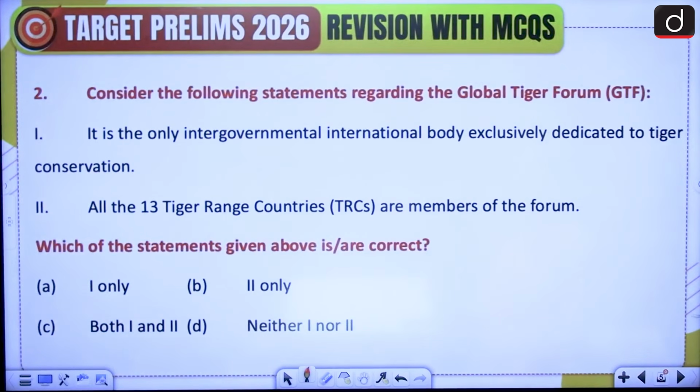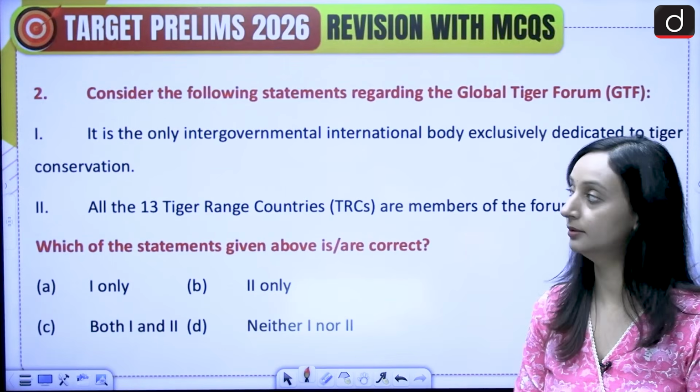Consider the following statements regarding the Global Tiger Forum. 1. It is the only intergovernmental international body exclusively dedicated to tiger conservation. 2. All the 13 tiger range countries are members of the forum. Which of the statements given above is or are correct? A, 1 only, B, 2 only, C, both 1 and 2 or D, neither 1 nor 2. Please attempt this question.